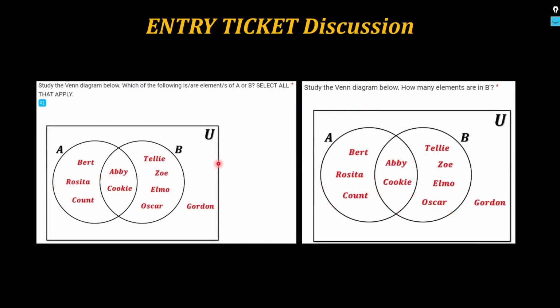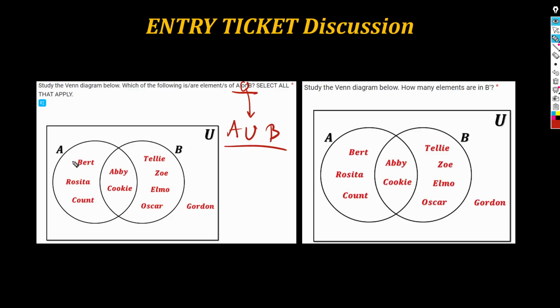Which of the following, given the Venn diagram, are elements of A or B? Elements of A or B. By this, you will have to recall, sinabing A or B, no? You'll have to recall a certain set operation. And when you say A or B, the conjunction or refers to the union of two sets. So A or B means the union of A and B. And from our past sessions, remember that the union of two sets includes all elements that are either in A or in B.